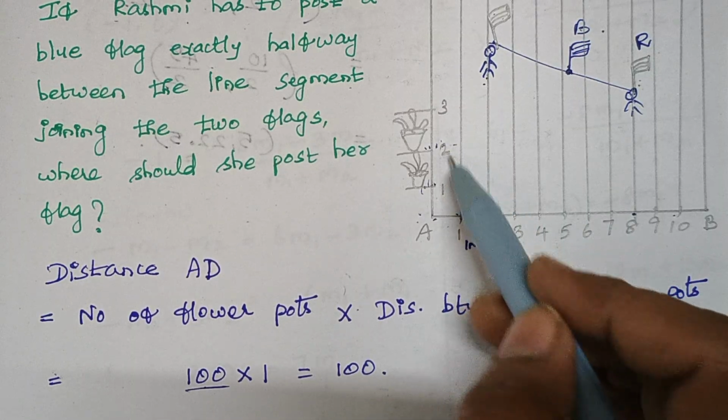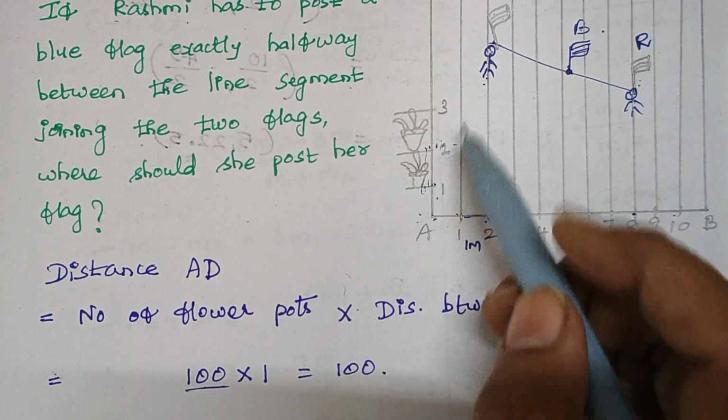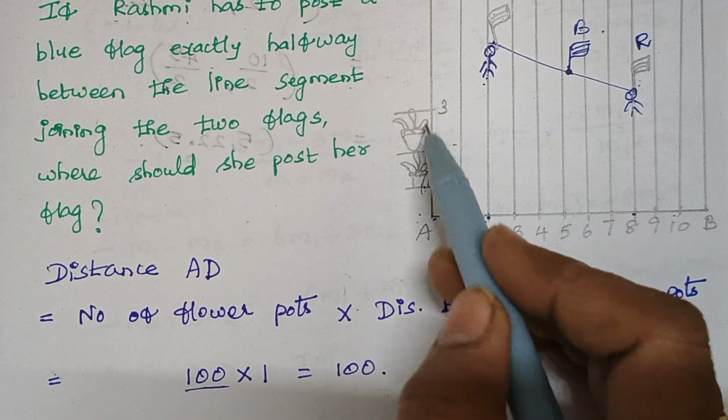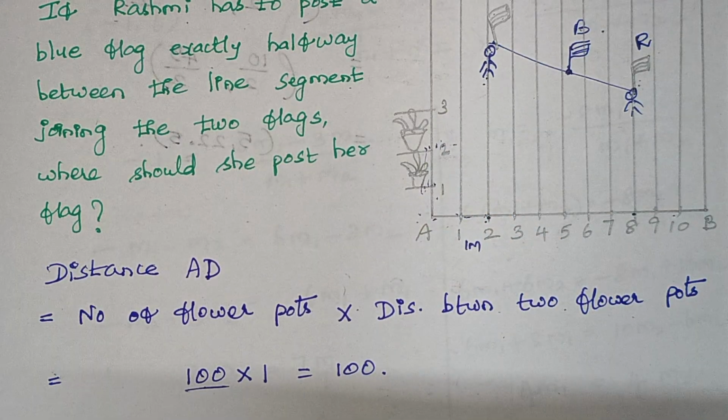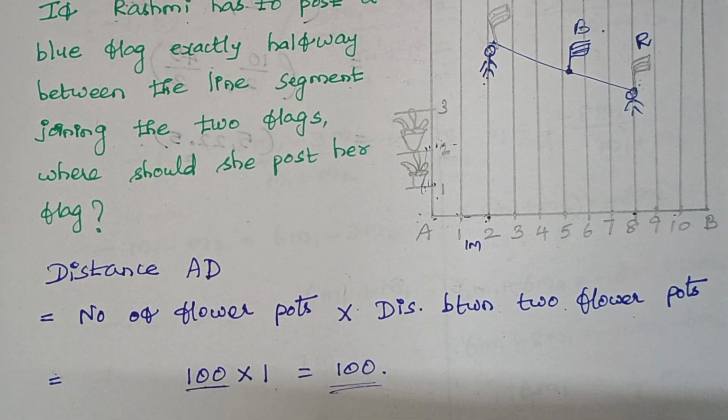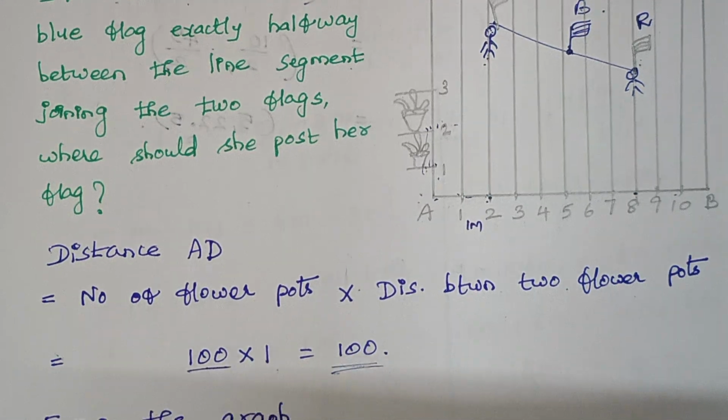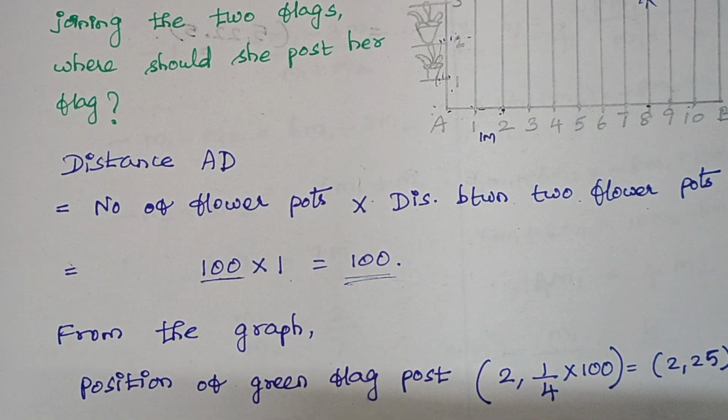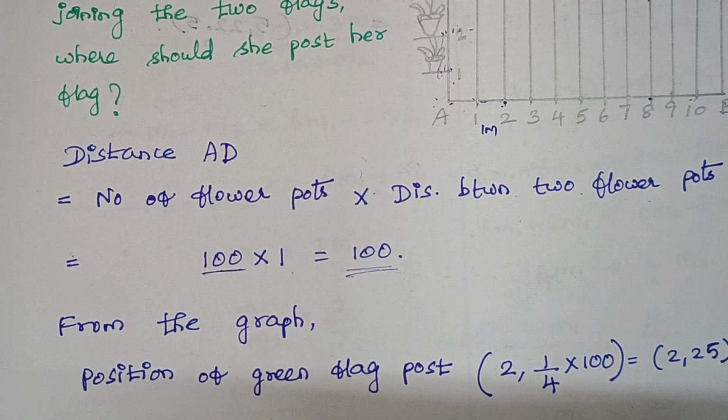You see here 2 minus 1 is 1, right? A flower pot is here. And you see 3 minus 2 is again 1 and another flower pot is here, right? So 100 into 1, which is 100. So the distance AD is 100 meters, right? So next we have to find the position of the flag. So first, the position of the green flag, right?